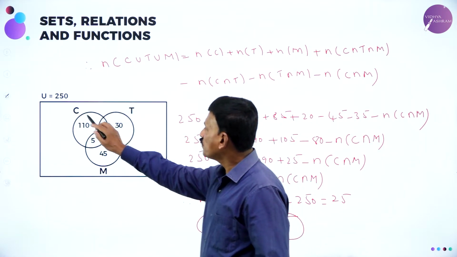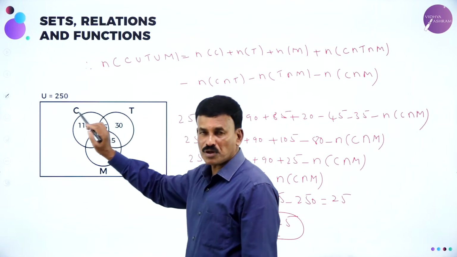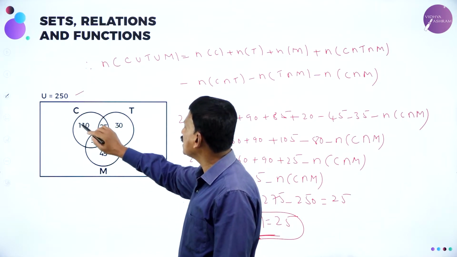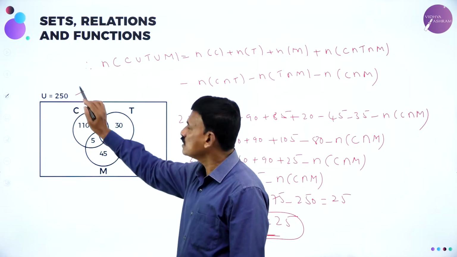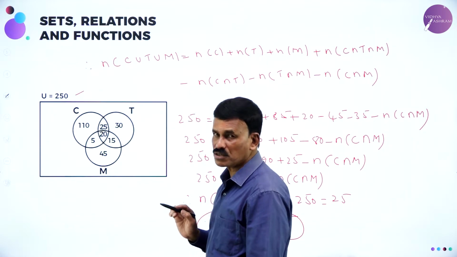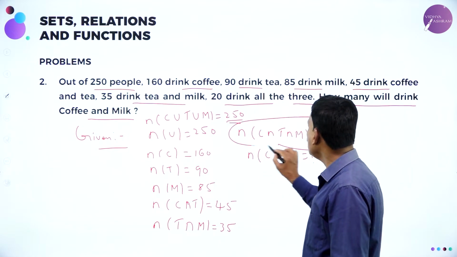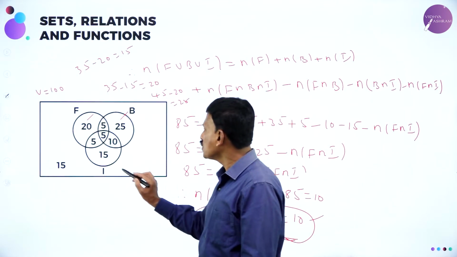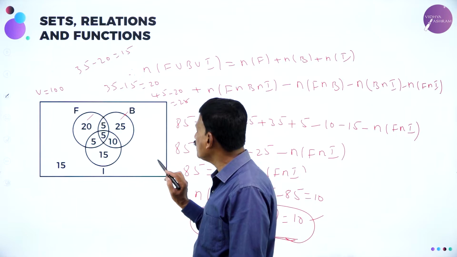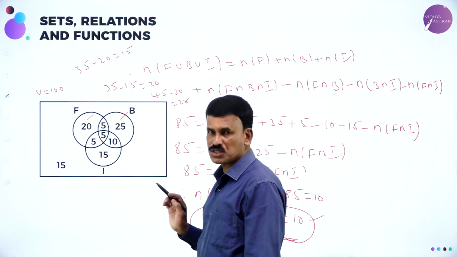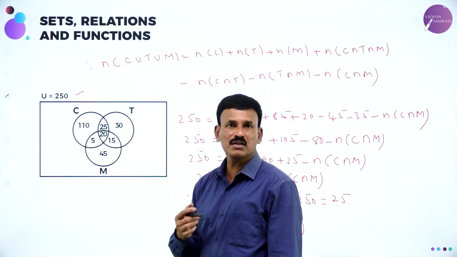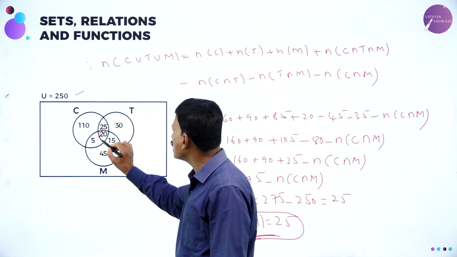So number of people in a group, how many people are there? 250. That is N of C union T union M is 250. First write down the common. What is the common? The number of people who will take coffee, tea and milk is 20. So this is the 20.